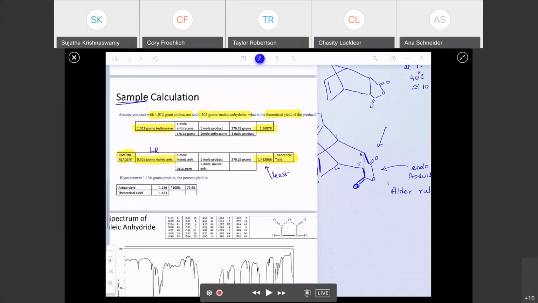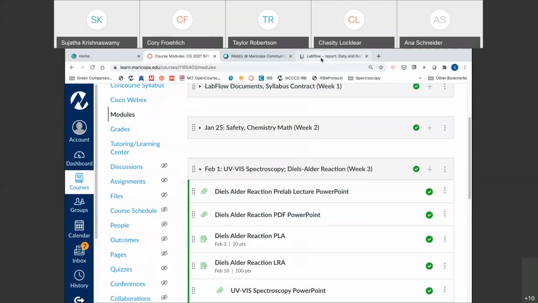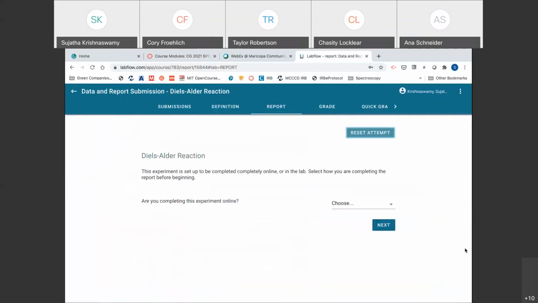So let's go here. Let's go to lab flow. I'm already opened in this. This is where you and I should be. I didn't want to start from the beginning because for some odd reason, before I get to the report, it shows everyone's grades, and I didn't want that on the screen. So this is where you should be. So this is the lab report. This is data and report submission. This is not your pre-lab. Your pre-lab should be all done.